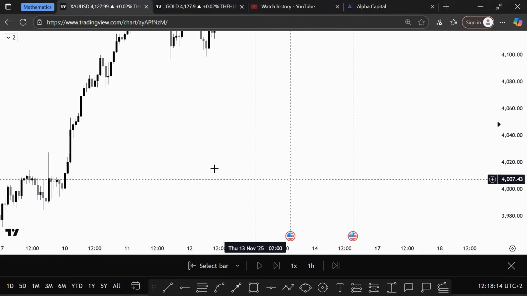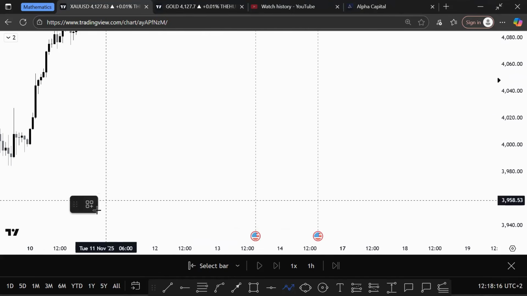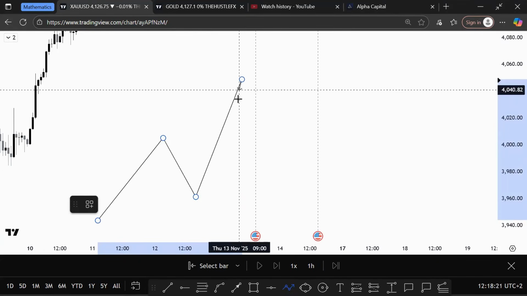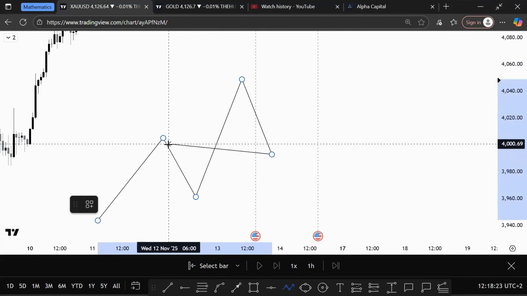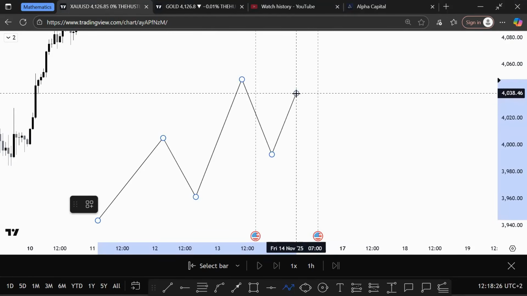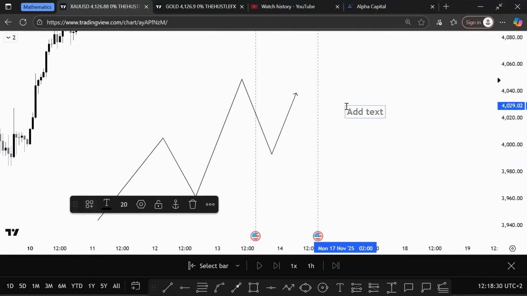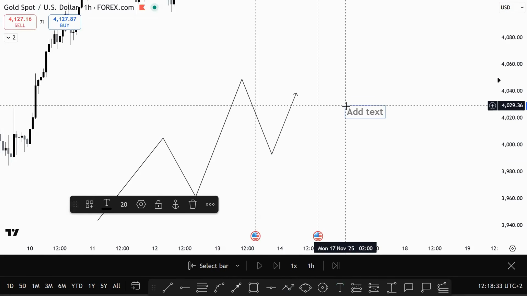So what is ICC? Basically ICC is when price is in a trend, price goes up, comes back and corrects, which breaks the previous higher high, and then price continues to the upside. So ICC stands for indication, correction, and continuation.